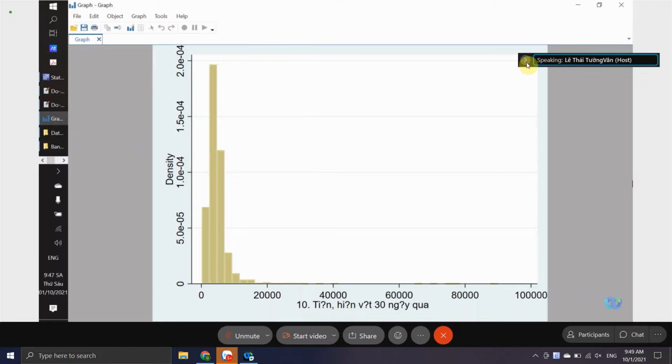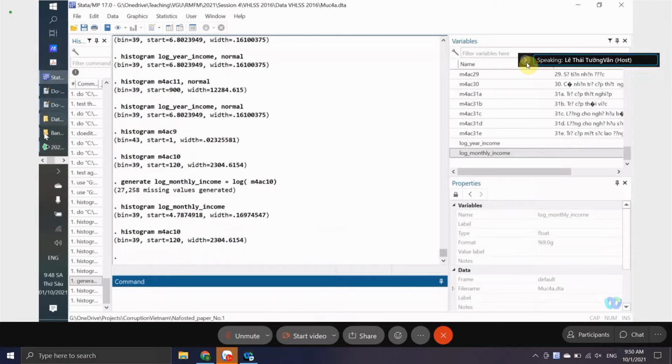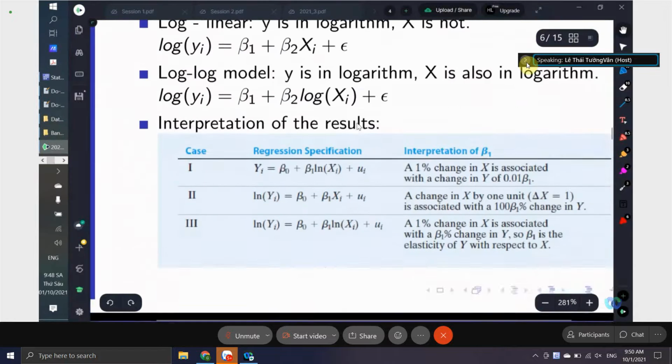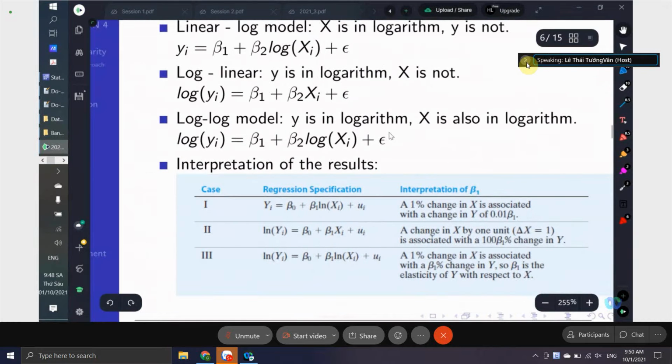So for that reason, we often take the log, and taking the log will rescale the distribution, transforming it so that it will be more like a normal distribution that fits into our assumption number 6. Good. So that's the reason why we need to take the log. Okay, now there is a table here.